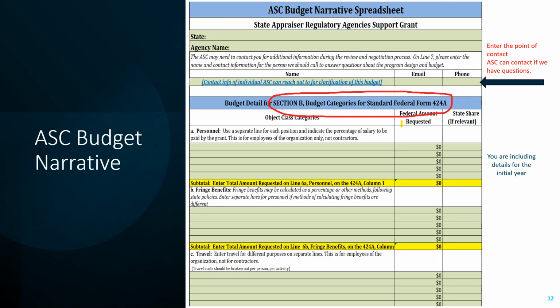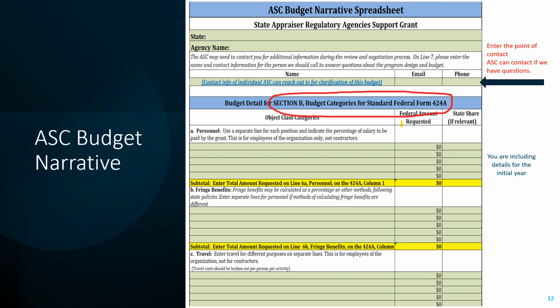Moving on to the ASC budget narrative. This document's goal is to provide justification to the budget 424A form that you've submitted. Remember that form only included costs, so this is the backup or the justification of why you're requesting those costs or how you came up with those totals.